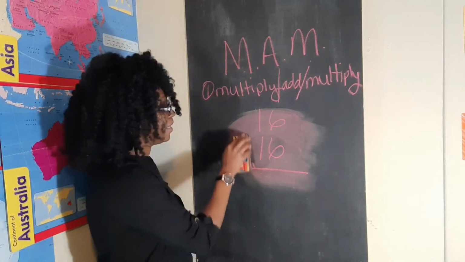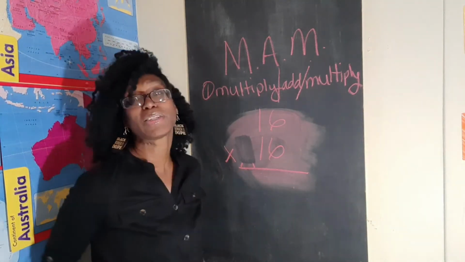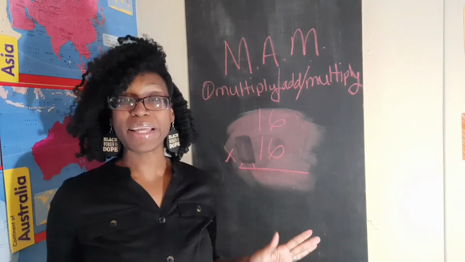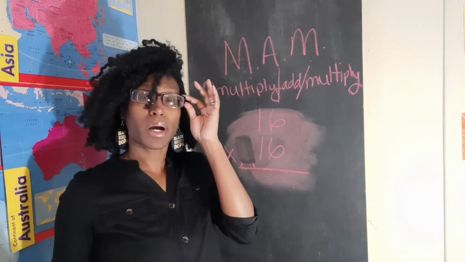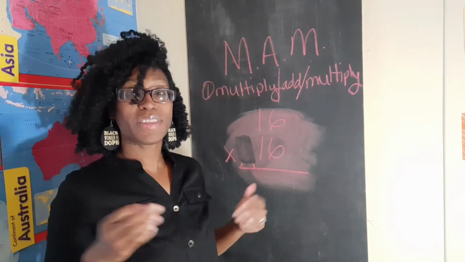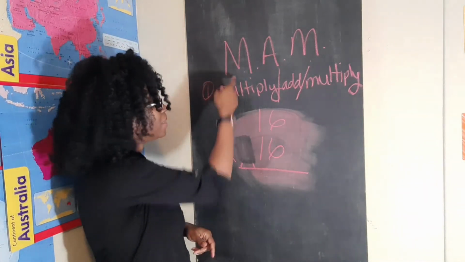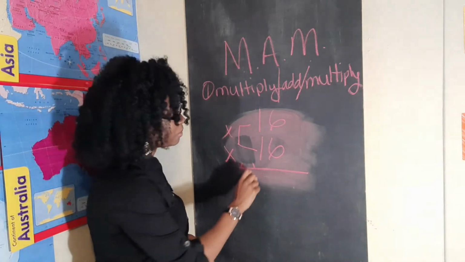I like to make my multiplication sign so big. I don't know why, so I'm going to move it over, make it a little smaller. All right, so let's use the MAM method with 16 times 16. I already know I'm going to have to carry over a number with this example. So again, we first multiply. M stands for multiply, that very first column, which is 1 times 1, which is 1.